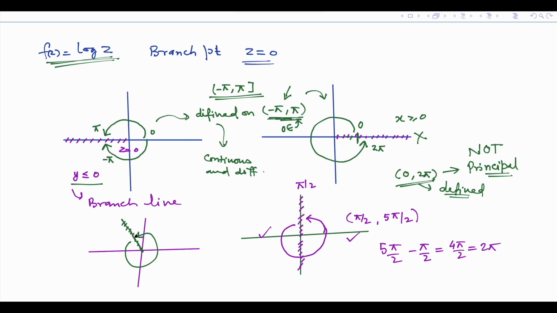Before this branch line, the function has a different value. After this branch line, the function has a different value. As we have already seen, the jump is 2πi. So be very careful while defining logarithmic z. Logarithmic z is not defined for all z, as we have discussed.